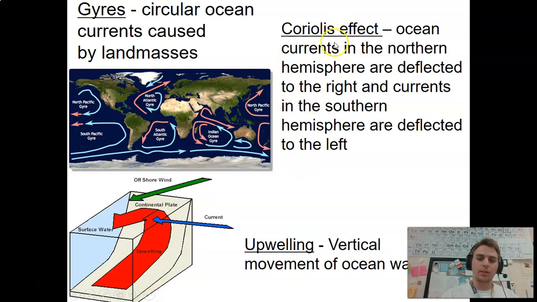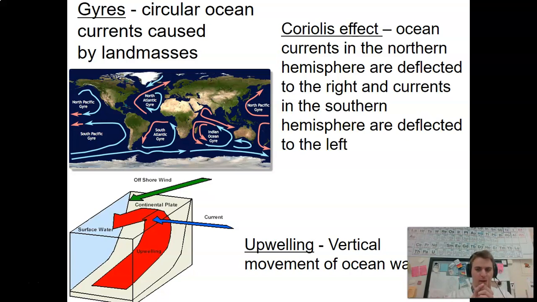Now, the Coriolis effect is a really interesting idea. So this says ocean currents in the northern hemisphere are deflected to the right, and currents in the southern hemisphere are deflected to the left. So as the Earth spins, the Coriolis effect essentially makes it so that anything that isn't tethered down and actually attached to the Earth is going to be affected by that spin.